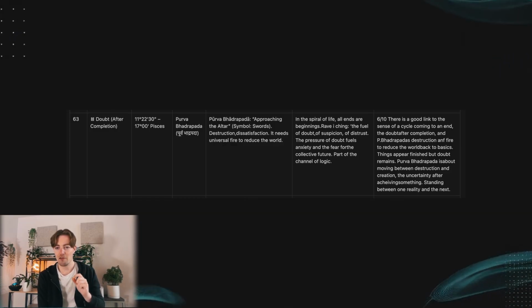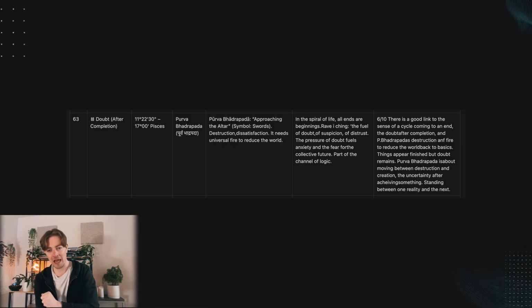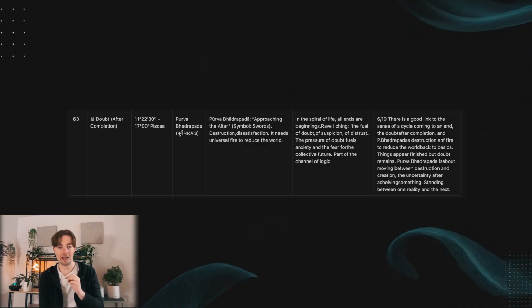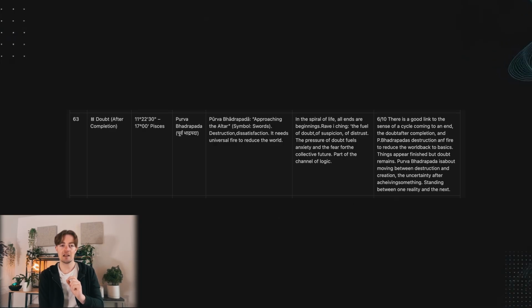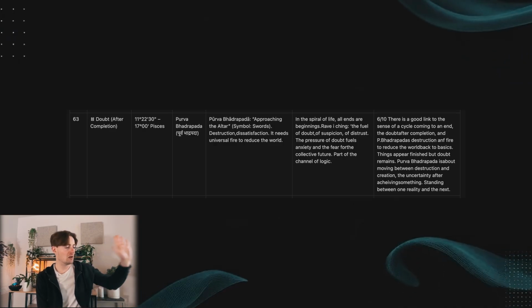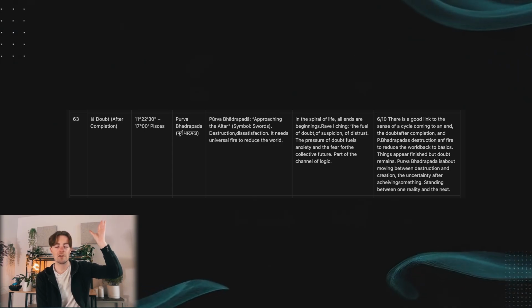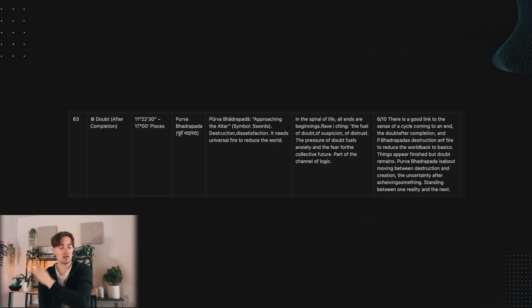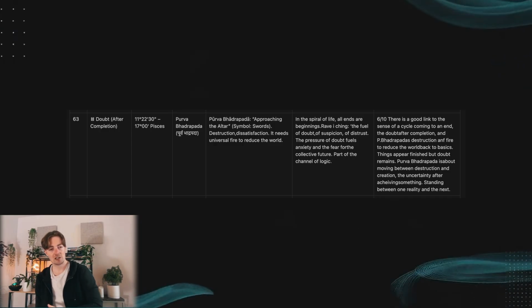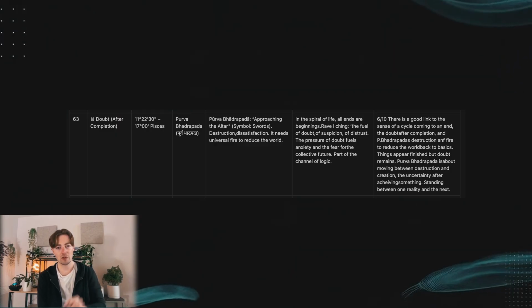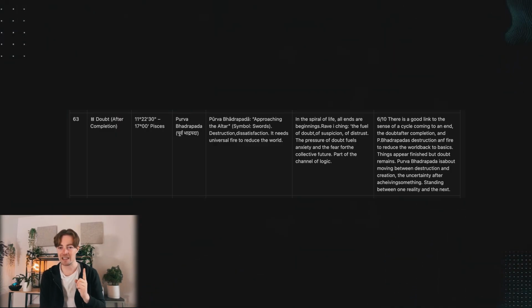So things appear finished, but doubt remains, and the beginning of the end starts. Purva Bhadrapada is about moving between destruction and creation, the uncertainty after achieving something, and standing between one reality and the next. It's kind of like standing after the completion of something. You look to the left, you've completed, you've got to the end of that progression, you've achieved the goals, you've got the end of the developmental sequence, and you look to the right and you see the slow destruction and death and doubt, which is a crucial part of the resetting of any cycle.